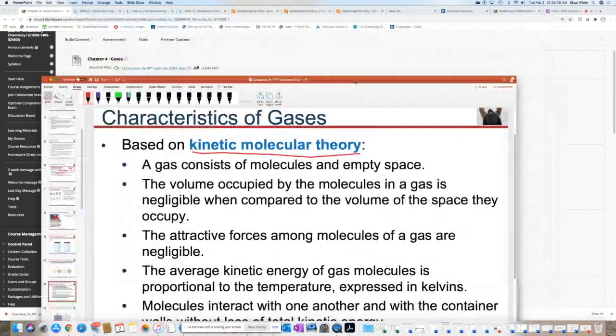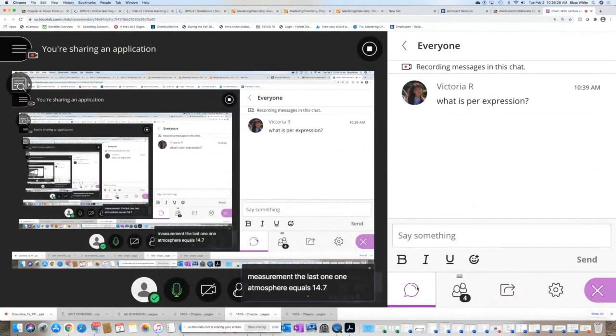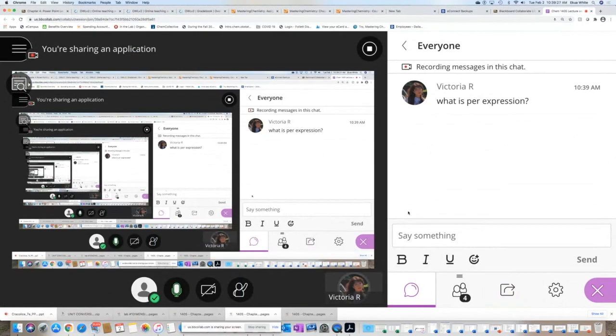Okay, give me just a moment. I heard something right here. Oh, okay. This isn't the conversion part, right? A per expression.